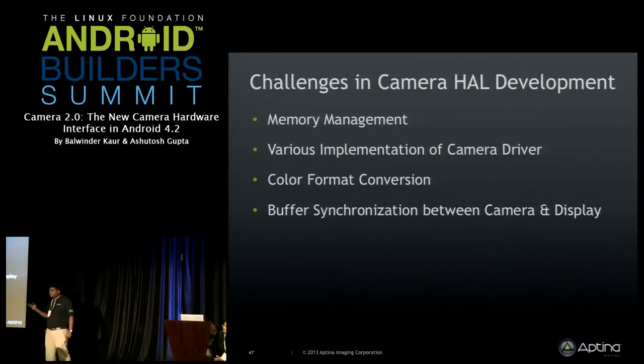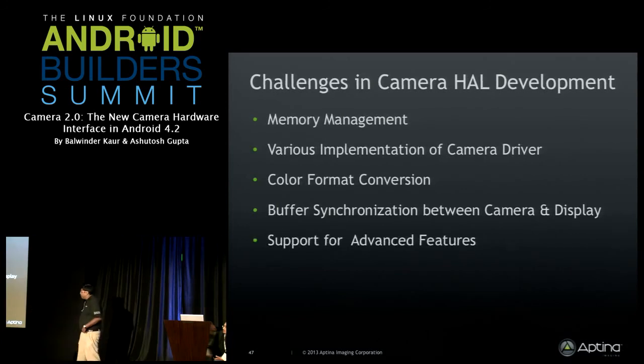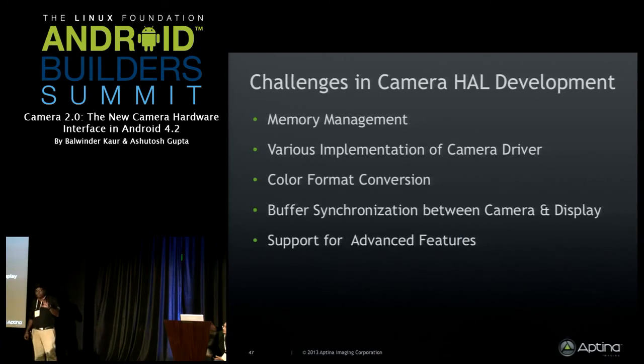Buffer synchronization: as I have told you, the ultimate consumer of the camera buffers is the display surface, and normally the buffers are shared just to save memory. So the camera HAL needs to manage the buffers in a synchronized manner to avoid overrun and underrun of the buffers. Then support for advanced features. The basic camera HAL which Android offers will support only the bare minimum features. If you want some differentiating features, you have to support them in your camera, either by the Android extension or by implementing the whole interface.